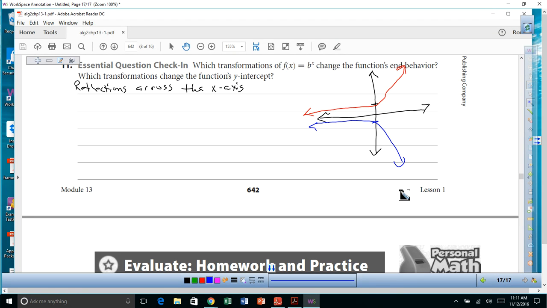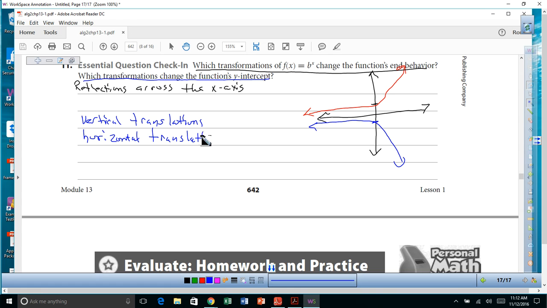Which transformations change the function's y-intercept? We'll do this one here in blue. Vertical translations. That's the k, when k is not equal to 0. It moves it up. Horizontal translations. They move it left and right, which affects where it crosses the y-axis.